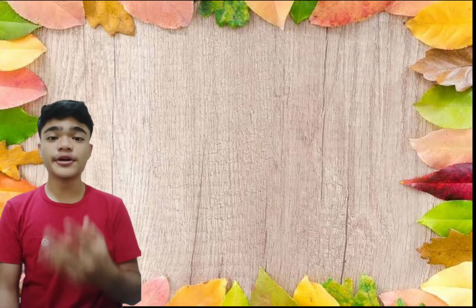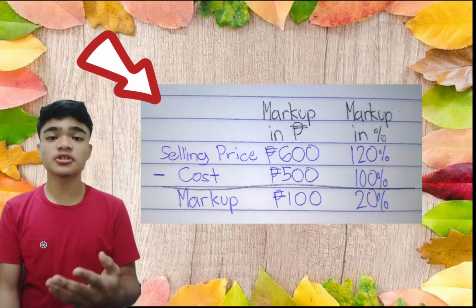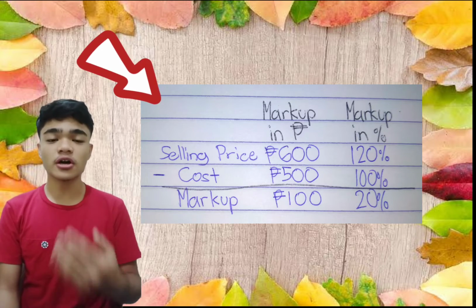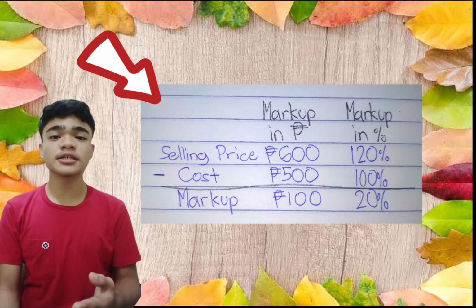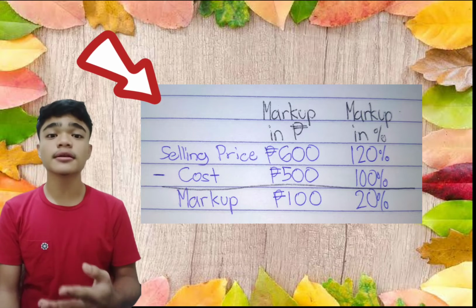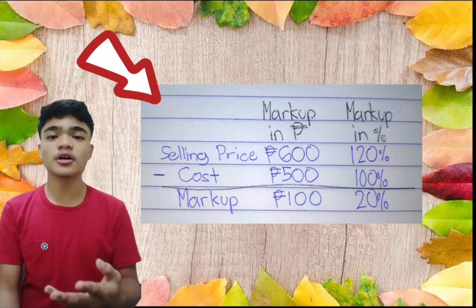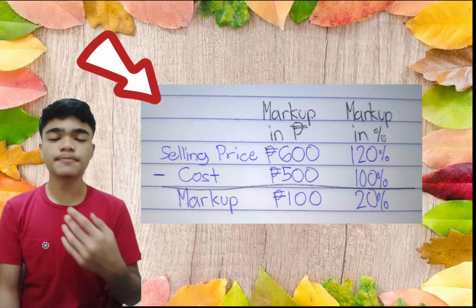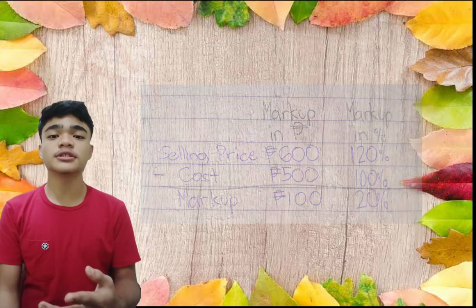If we summarize the relationship, this is what we get. The selling price is 600 pesos or 120% of the cost. The cost is 500 pesos and is equal to 100% because this example is based on the cost. Then the markup is 100 pesos or 20% of the cost.